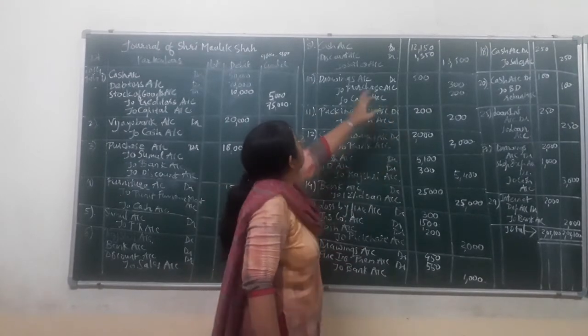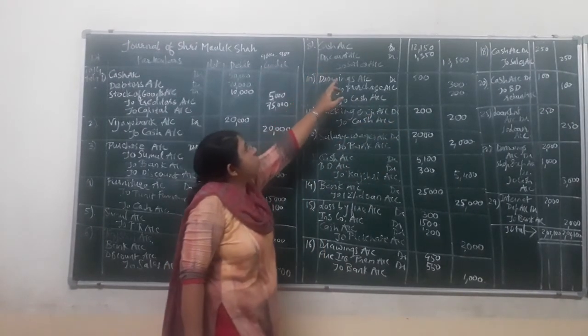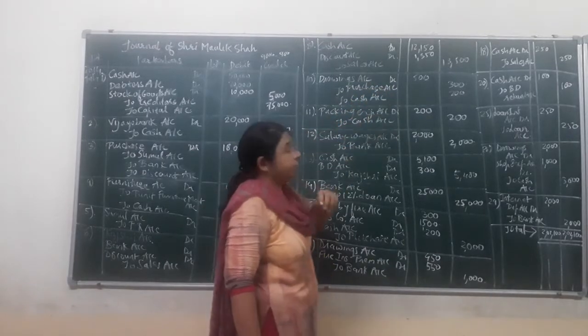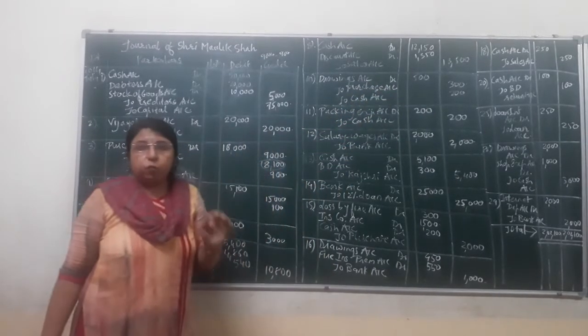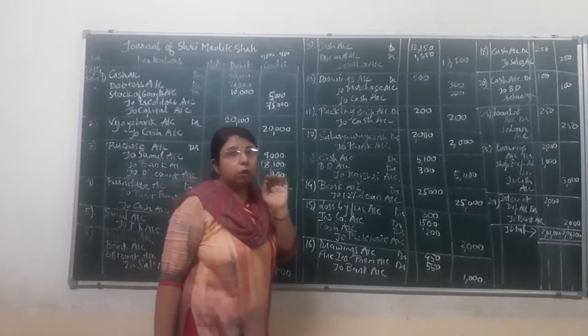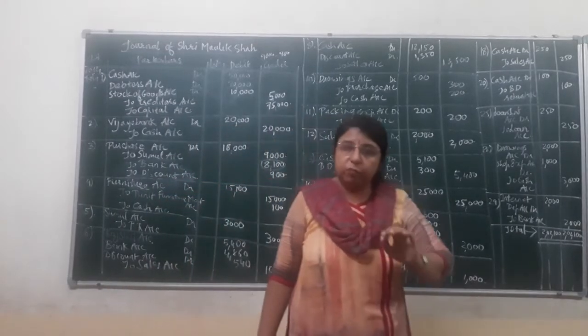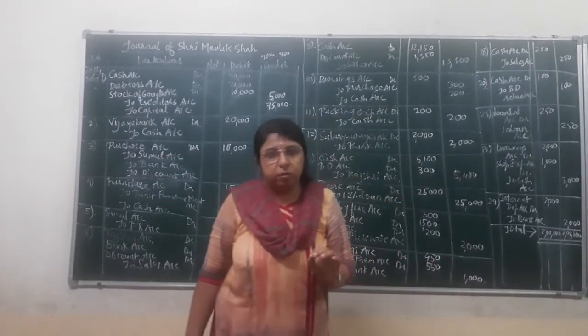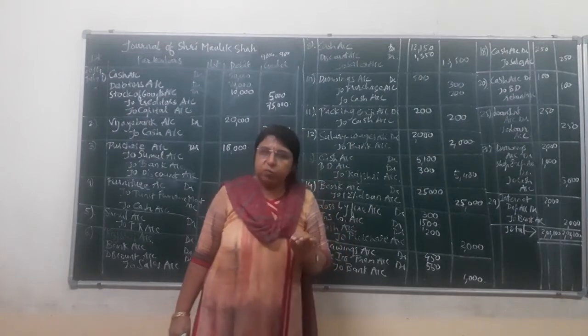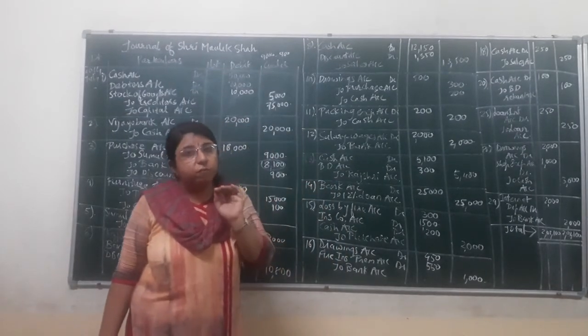Okay. So here you can see I have written the transaction, that is cash account debit 12,150. Now first of all, we have sold the goods of worth rupees 15,000 at 10% trade discount. So 15,000 minus 1,500, that will come to 13,500.